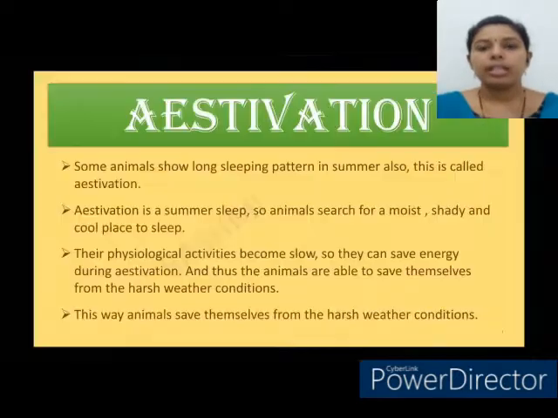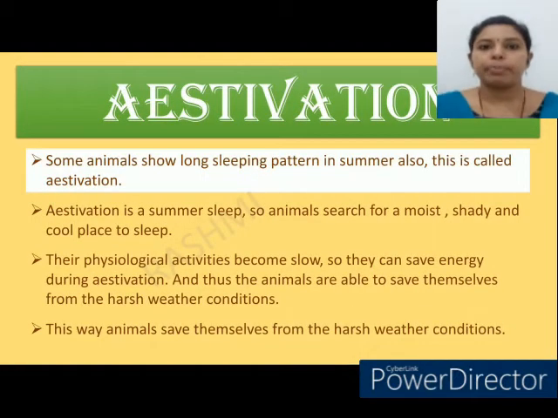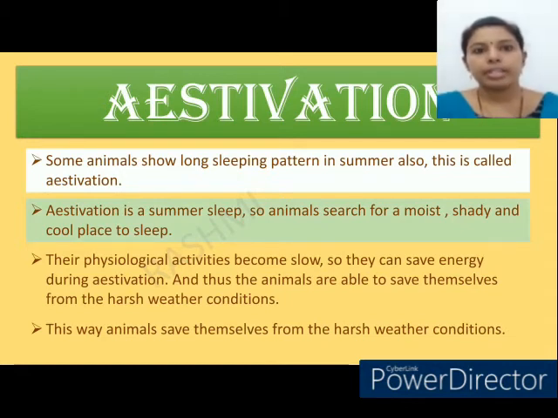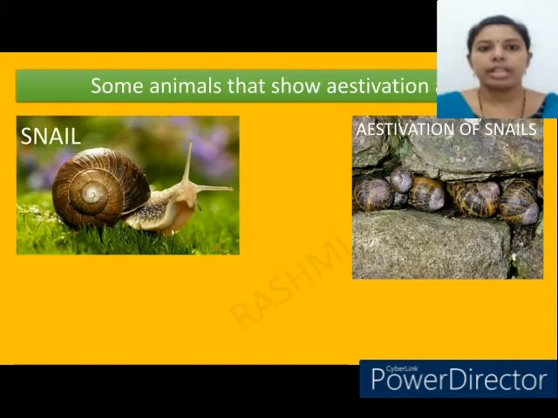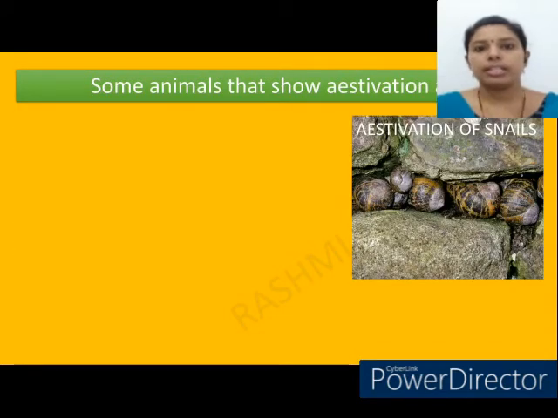Estivation. Some animals show long sleeping pattern in summer also. This is called estivation. It is a summer sleep, so animals search for a moist, shady and cool place to sleep. Animals that show estivation are snails, bees, etc.